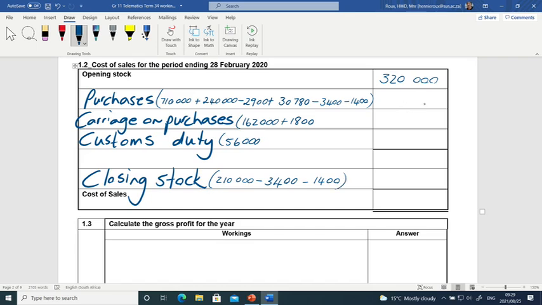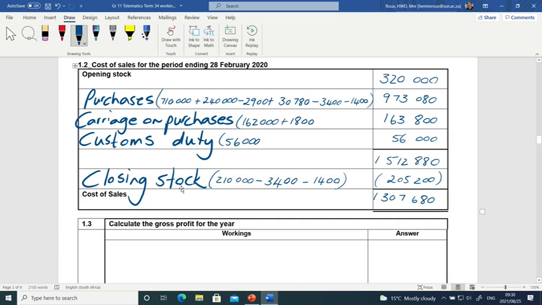And if we do our calculation, 973,080 for purchases, carriage on purchases 163,800, custom duties did not change, 56,000, and then if you add that, 1,512,880, closing stock 205,200, but this must be subtracted in order to calculate the cost of sales, 1,307,680. So there is our cost of sales.